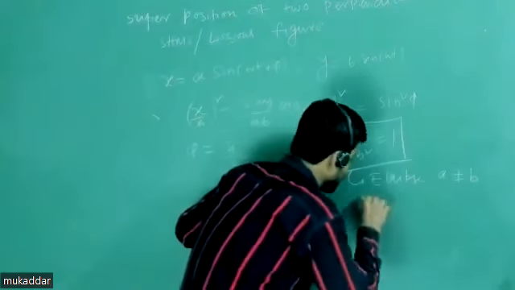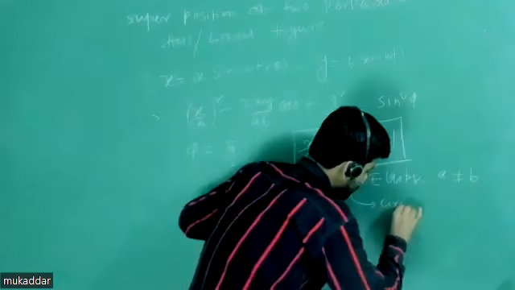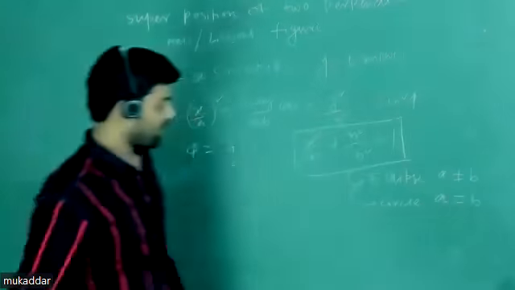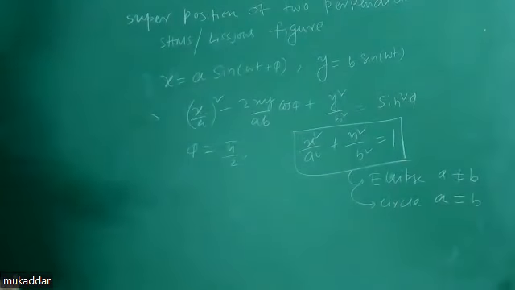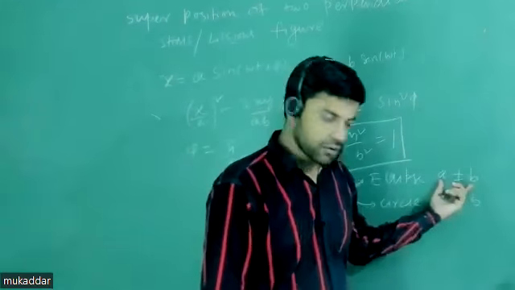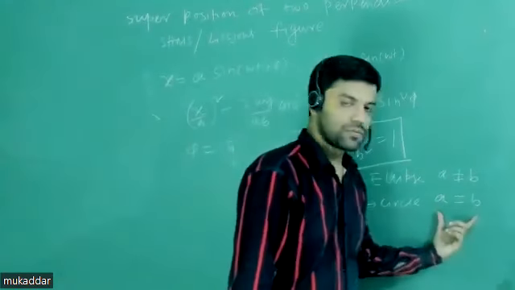The trajectory will be circle. It will be circle when a equals to b. That's why I said the trajectory that particle will be followed, that depends upon amplitude also. It will be ellipse when a not equals to b. It will be circle when a equals to b.